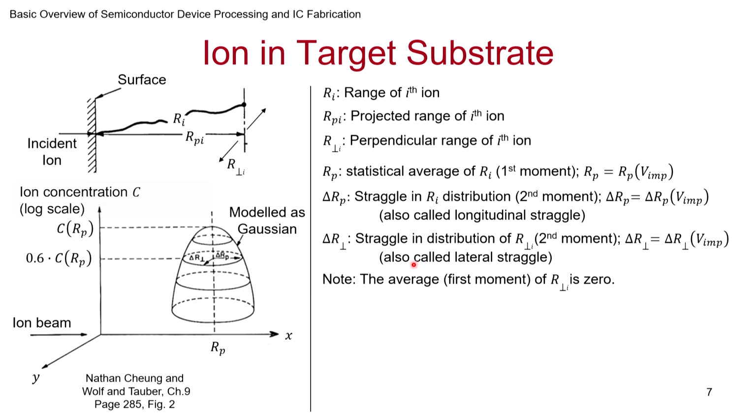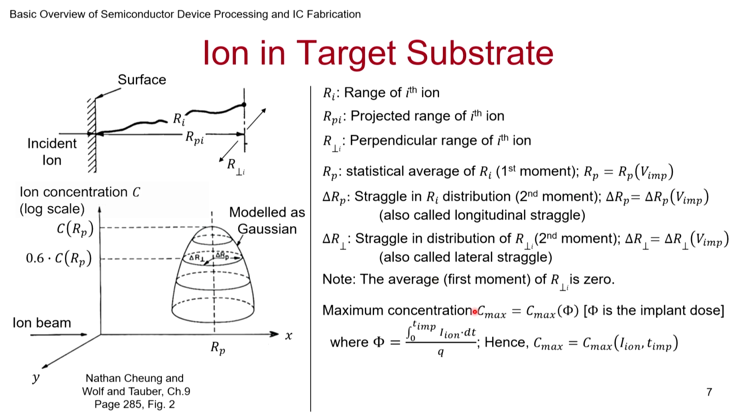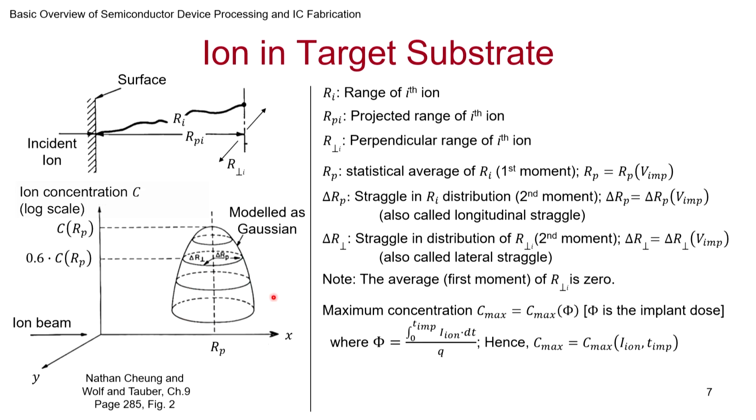Note that the average, so now where is the maximum? Cmax will be at the Rp location, okay. Now, this maximum value that you are going to get will depend on the dose. Dose means how many ions you have put in. The more ions you put in, obviously the more will be the amplitude of the Cmax, but then it is distributed in a statistical way around that Rp. So now, what is this dose value?